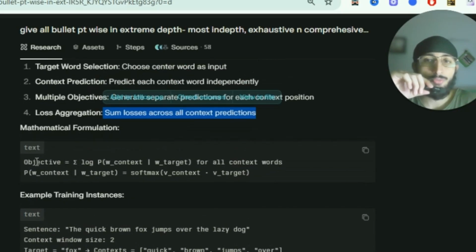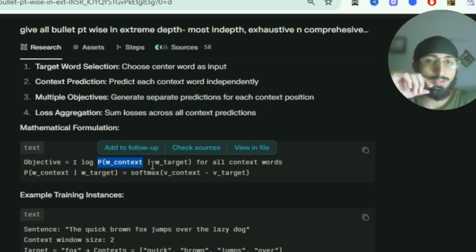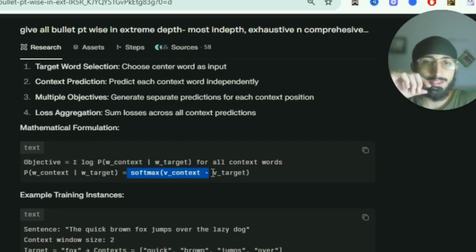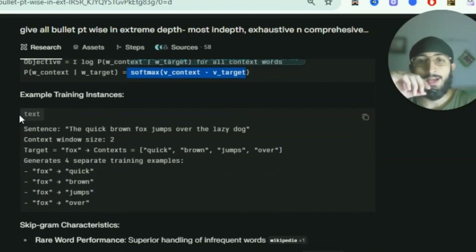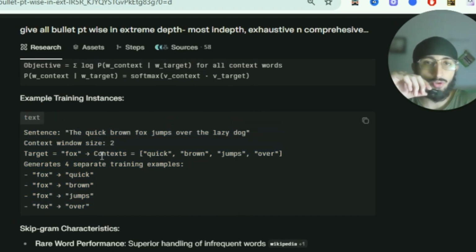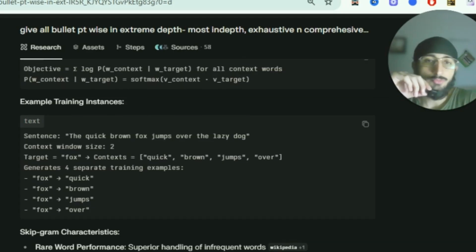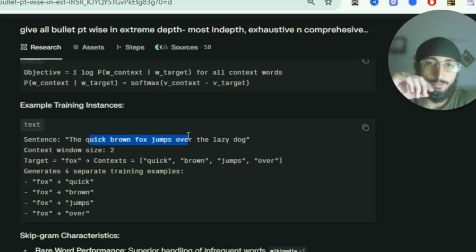Mathematical formulation, something like this. Objective is equal to summation log of p word context given word target for all context words. Then probability of word context given word target is softmax of v context times v target. And you have this example training instance, sentence is the same, context window size is the same, target is fox, context are quick, brown, jumps, over, right?